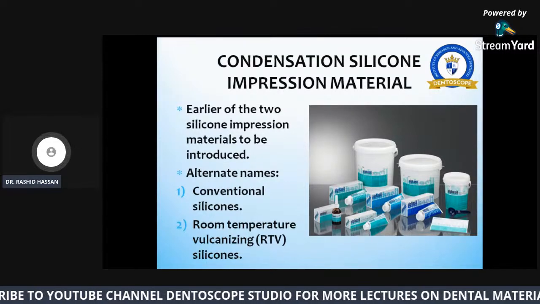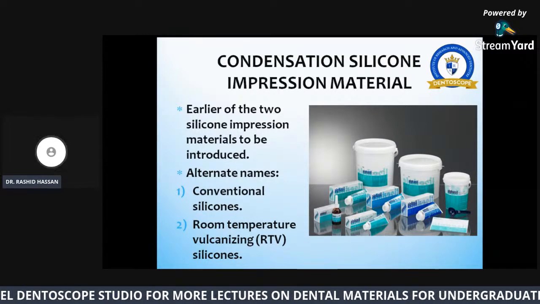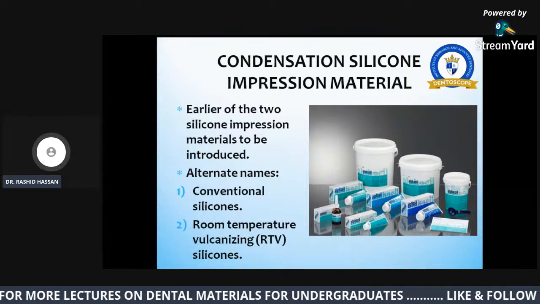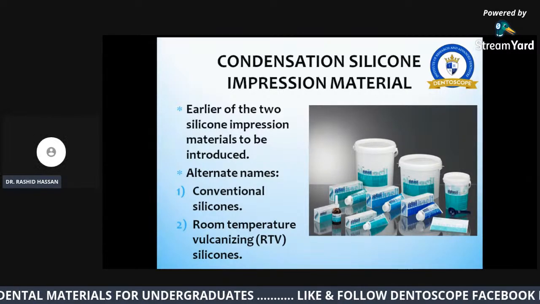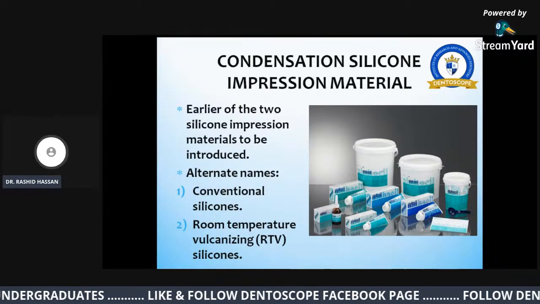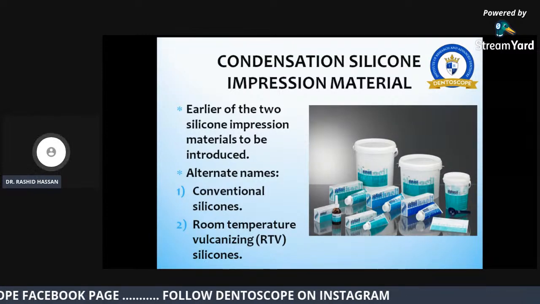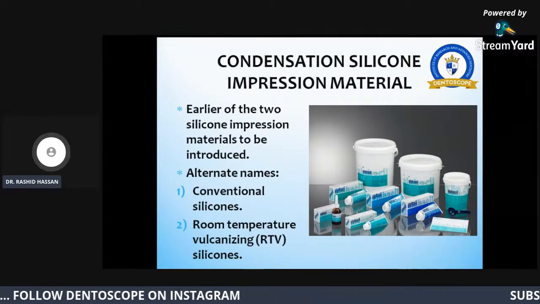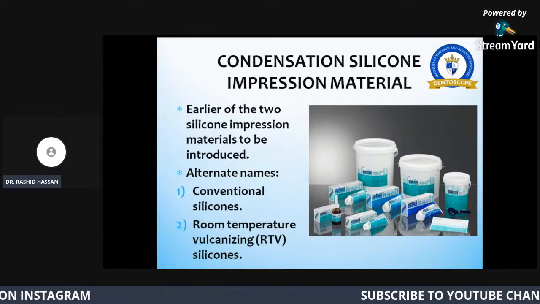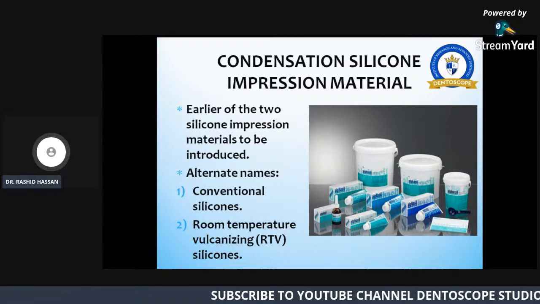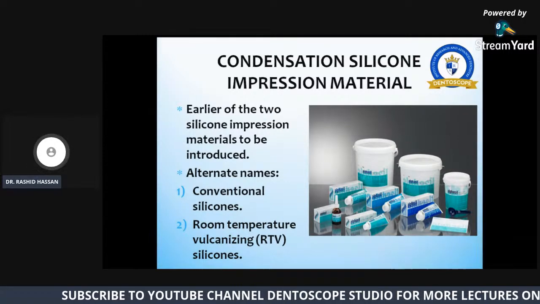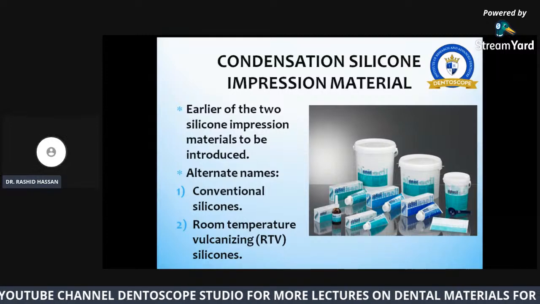Then room temperature vulcanized silicon. As I told you, vulcanization is the process of hardening, stiffening or setting of a rubber material. Different processes exist for any rubber material, and one of those is vulcanizing. So vulcanizing means the setting of the rubber material. It sets at room temperature, which is why it is called room temperature vulcanizing silicon.